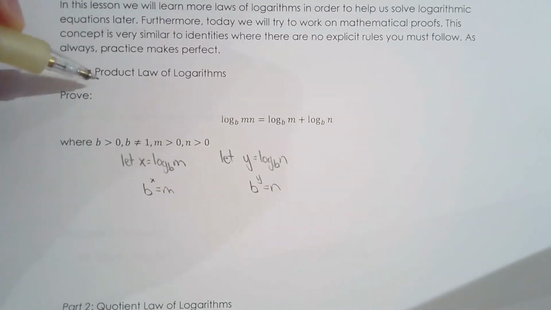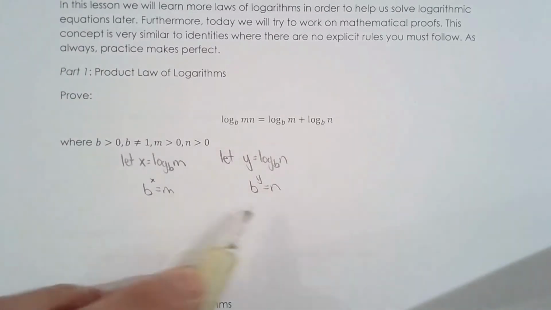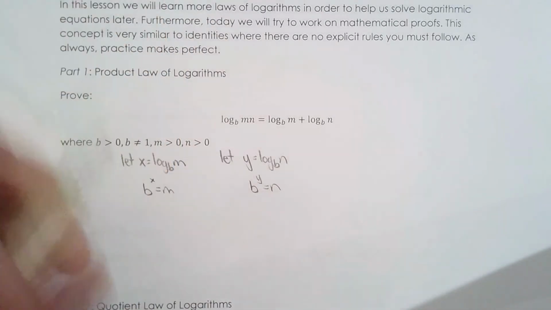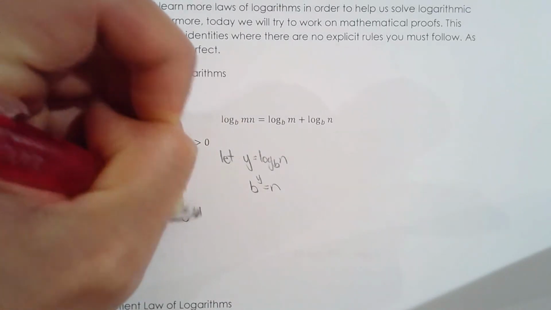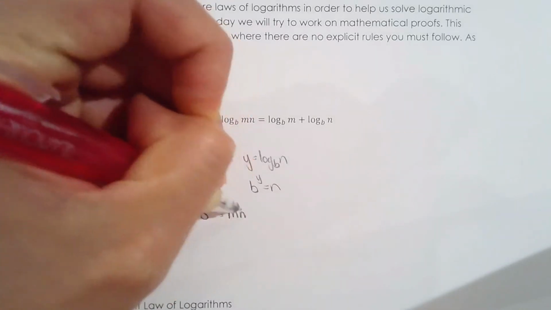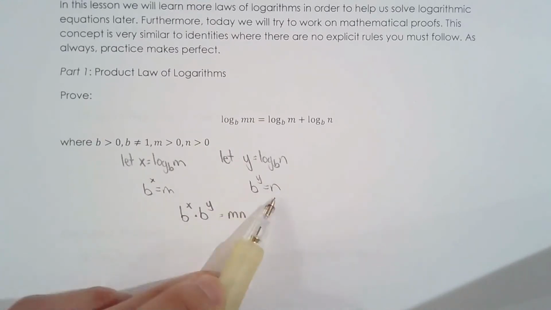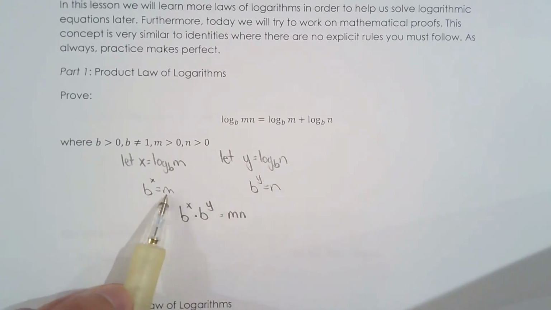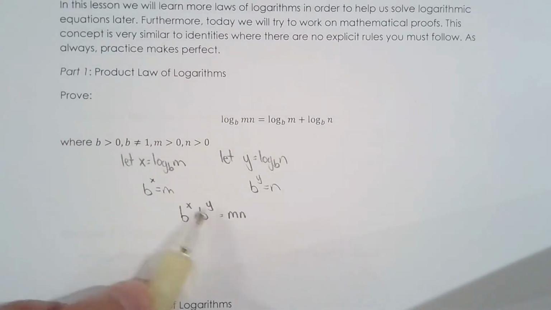Now, because this is the product law of logarithms, I see two powers. I'm going to multiply the powers. b to the x times b to the y, which is equal to m times n. Correct? b to the x is m, b to the y is n, so b to the x times b to the y is obviously m times n. And it's funny because we're going to use the product law of exponents to help us prove the product law of logarithms.